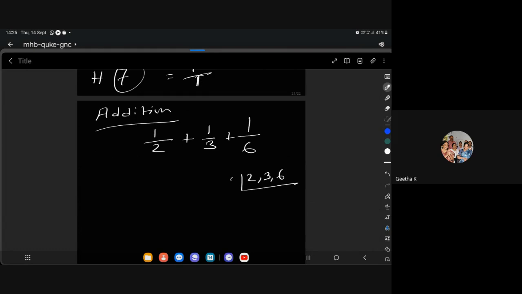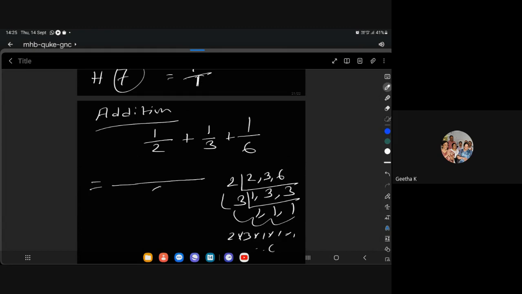Now 2 and 6 are even numbers, so those can be divided by 2. 2 1s are 2, 3 is not divisible by 2, so write it as 3. Then 2 3s are 6. Now 3 1s are 3, 3 1s are 3. Now multiply all these numbers, 2 into 3 into 1 into 1 into 1, so it will be 6. So 6 is the LCM, the least number which is divisible by all these 3 denominators, 2, 3 and 6.